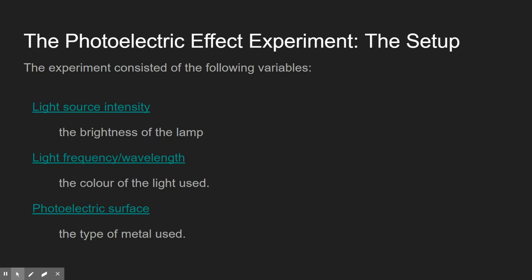First of all, there were really three variables that the experimenter could change. One is the light source intensity, in other words, the brightness of the lamp or the bulb that was used. The next thing we could change was the frequency or wavelength, aka the color of the light that was being used. And finally, we could change what's referred to as the photoelectric surface, or the metal that we are going to shine the light on. So those are the three things that the experimenter could vary in the experiment.